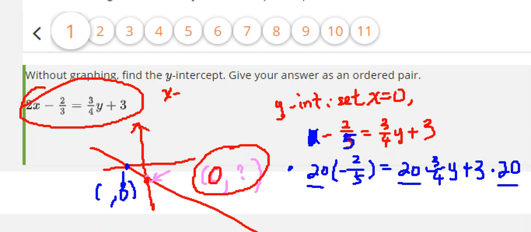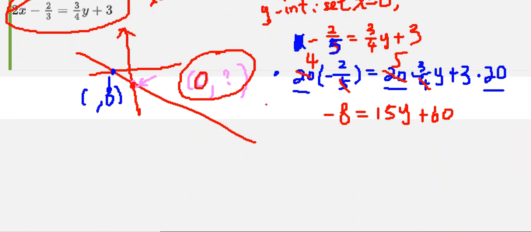So here, let's do a little algebra. 5 and 20 cancel, you're left with 4. So the left side is negative 8. On the right side, 4 and 20 cancel, we are left with 5. So 3 times 5, 15y. 3 times 20 is 60. Now you're going to subtract 60 from both sides. I'm going to do some mental math, and I encourage you to do mental math. So negative 8 minus 60 is negative 68.